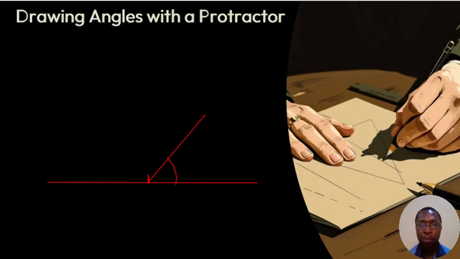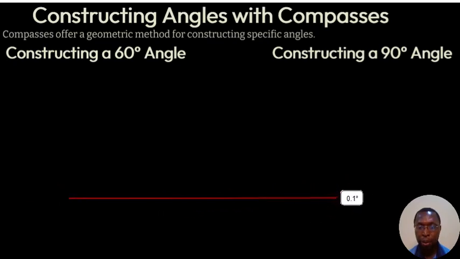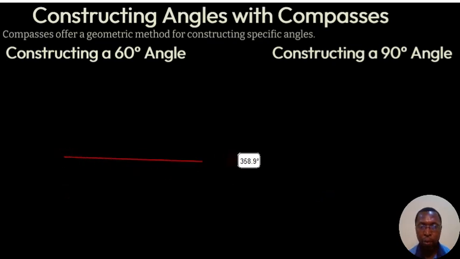And if you want to construct an angle using a compass, it is very simple too. Maybe you want to construct angle 60 degrees using a compass. All you need to do is to draw a straight line. You get your ruler and your pencil, and draw a straight line like this.